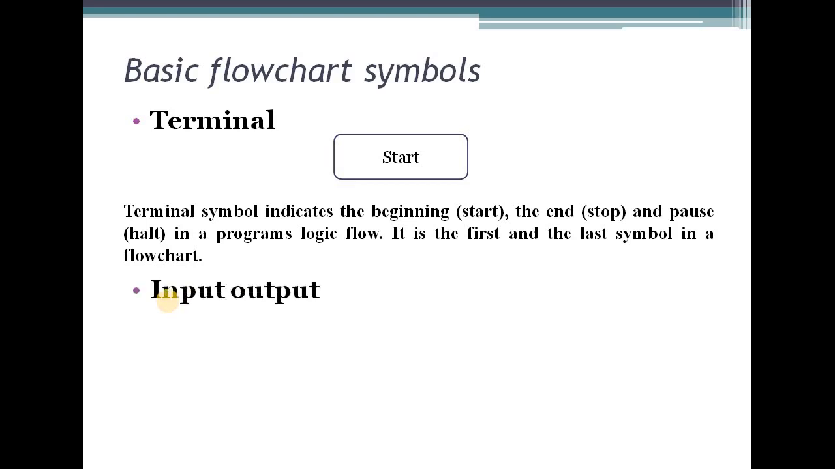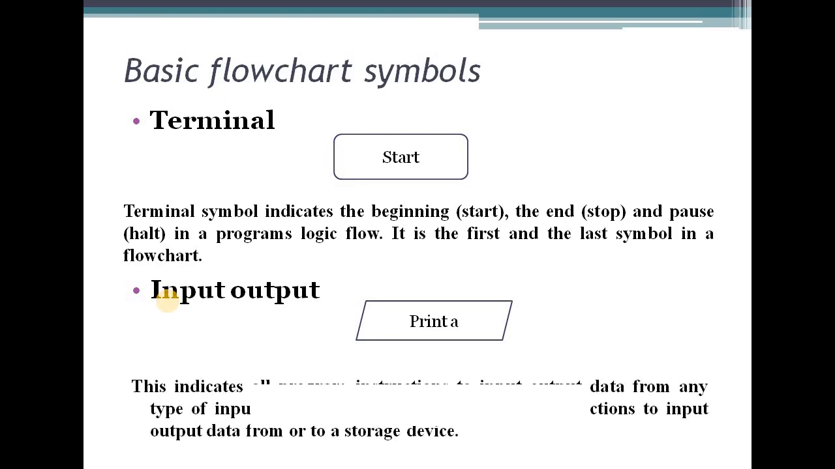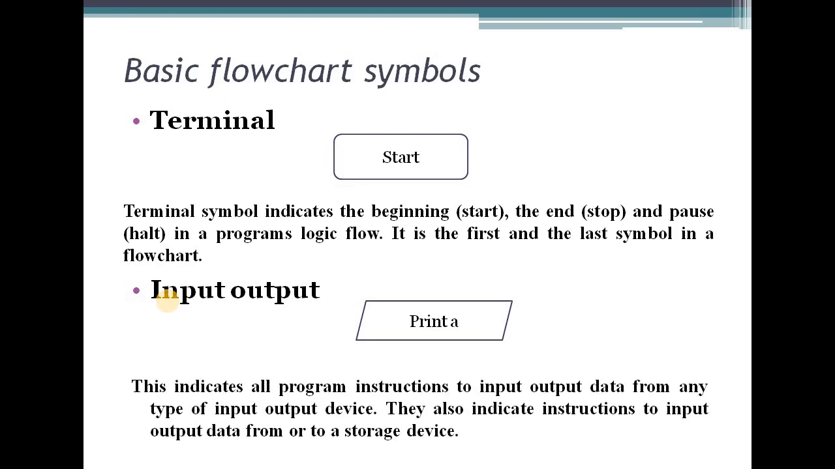Second is input output. We are going to use a parallelogram for input output, and we are going to write the instructions inside this parallelogram. For inputting we are going to write the read statement, and for outputting we are going to write the print statement. In a flowchart, input-output symbols indicate all program instructions to input-output data from any type of input-output device. They also indicate instructions to input-output data from or to a storage device.